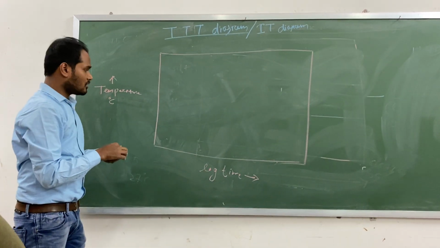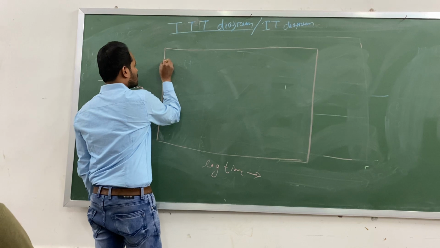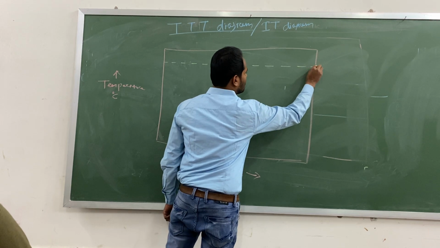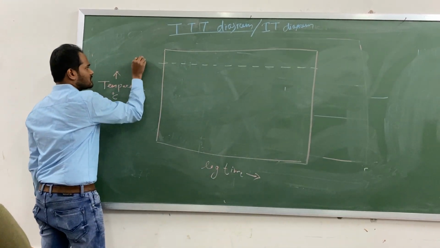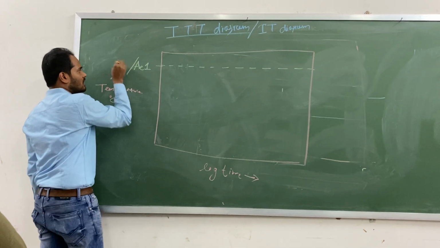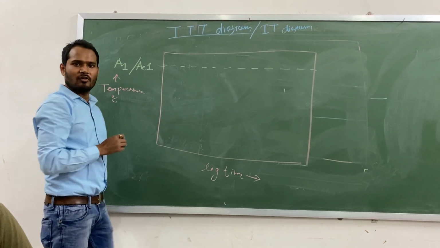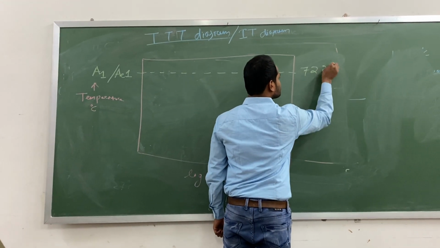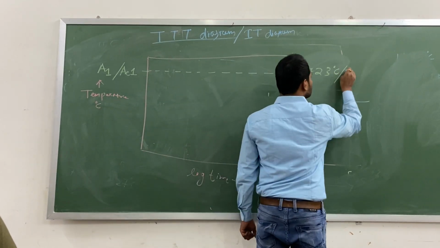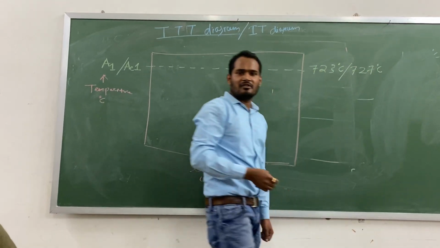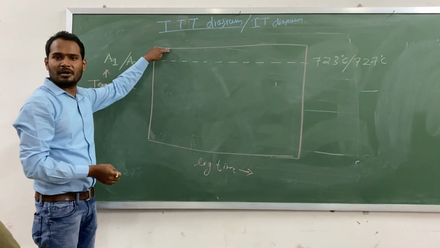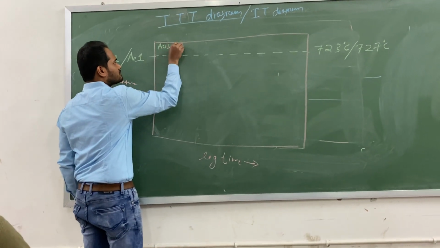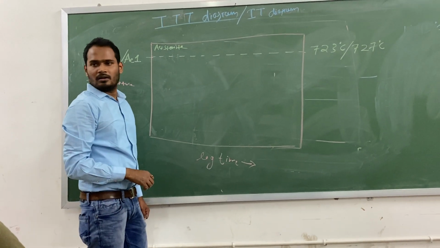So this is the situation. Now the diagram will be... I have to show which temperature? Eutectoid. Suppose I am taking a eutectoid steel. So here I can write this temperature as AE1, or I can write A1. If you remember, the A1 temperature is 723. Here I am writing this. Different textbooks have different values. That means above this temperature austenite is a stable phase, so I am writing austenite here.